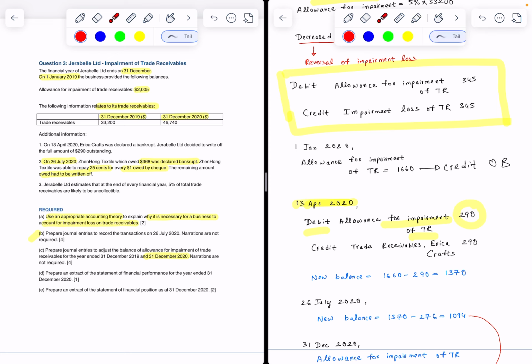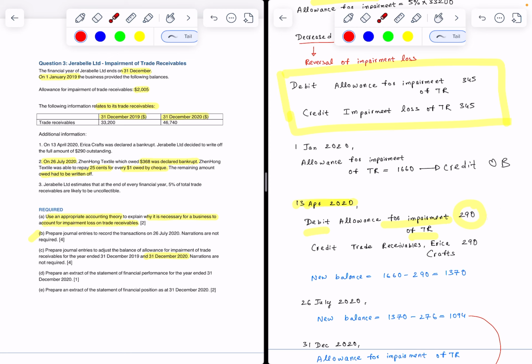Simultaneously, we will credit trade receivables Erica Crafts by $290. Why? Because Erica Crafts have declared themselves bankrupt, which means they're no longer our credit customer or no longer someone from whom we expect some money or economic benefits. Therefore, assets are going down because they originally were our current assets. And when assets go down, we credit it. So at 13 April 2020, we would be debiting allowance for impairment of trade receivables by $290, and we would credit the trade receivables, specifically the account for Erica Crafts, by $290.